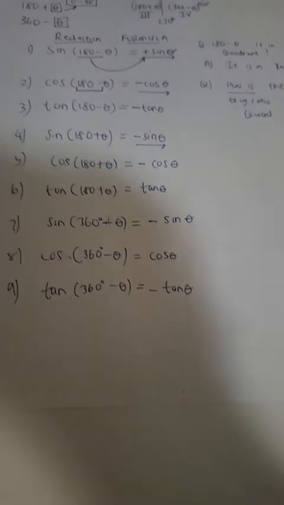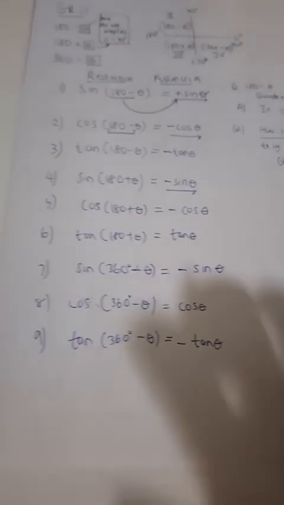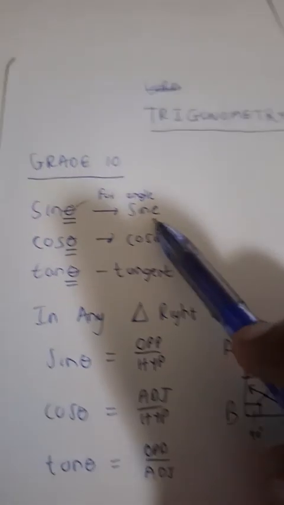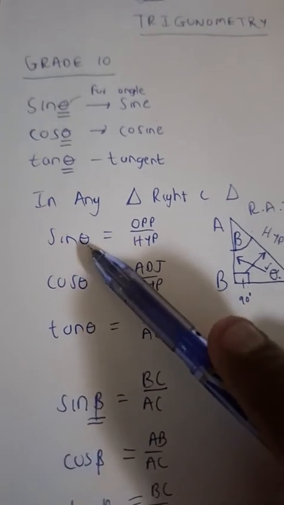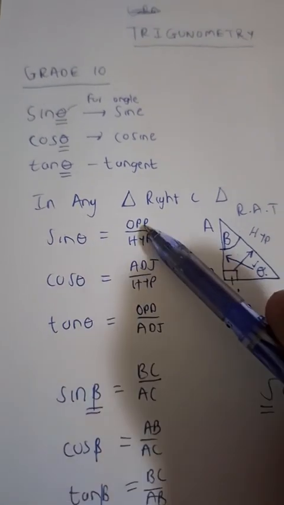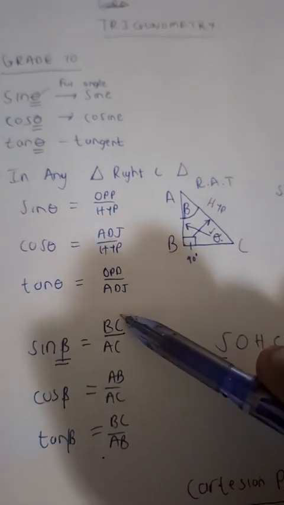Guys, I'm going to hold it right there for tonight. I don't want to go too far. So just quickly to recap, we looked at the definitions from the grade 10 syllabus: sine, cos, and tan. The basic trig definitions: sine is opposite over hypotenuse, cos is adjacent over hypotenuse, and tan is opposite over adjacent.